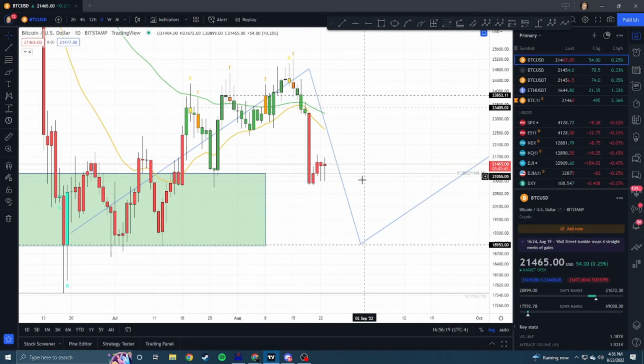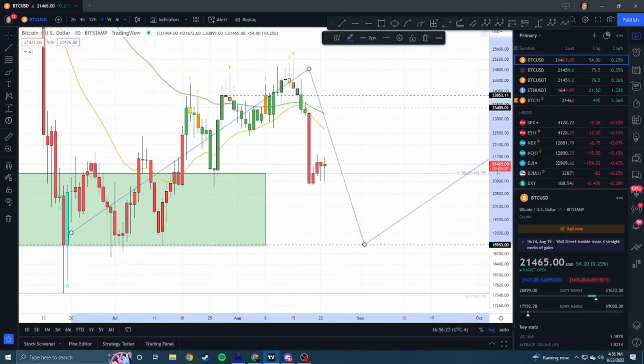So yeah, that'll be interesting. My bias is still to the downside here, and this kind of gives me enough confidence to continue holding my short. I don't think, obviously, how do I want to do this?